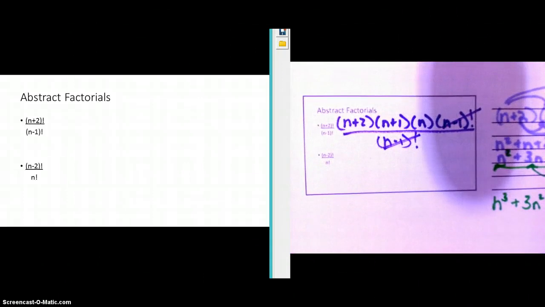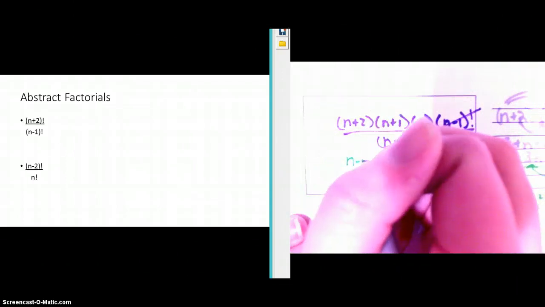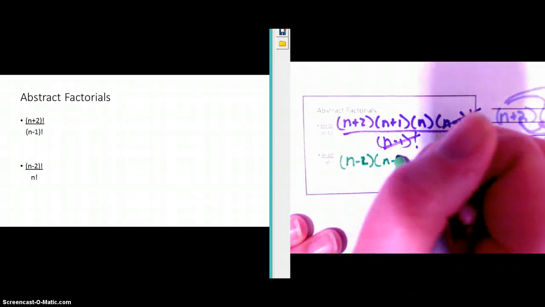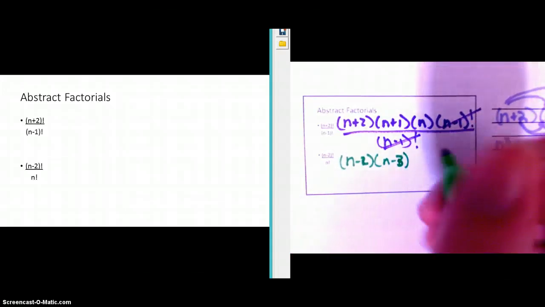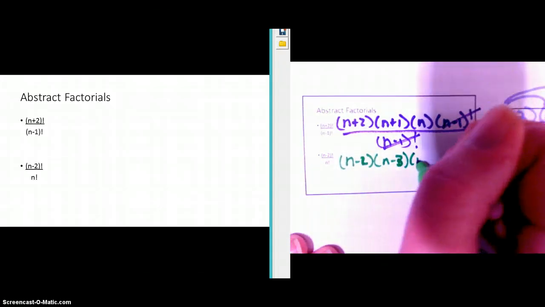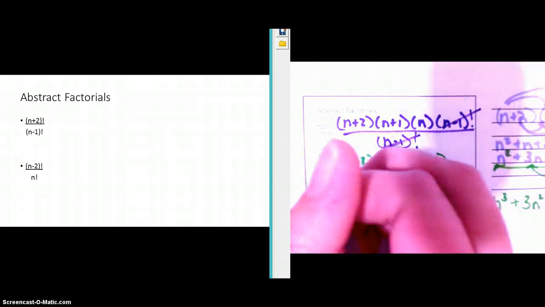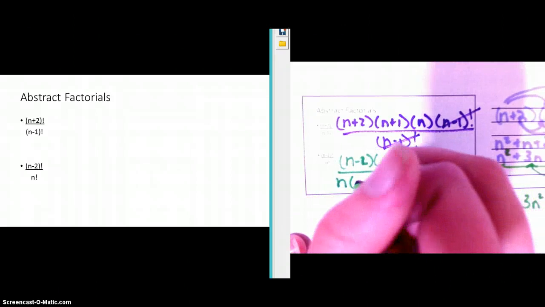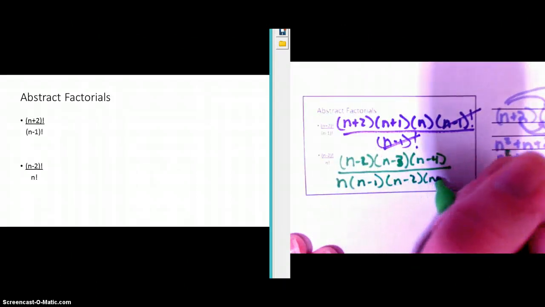For the next one, we have n minus 2 factorial over n factorial. So on the top, I start with n minus 2. The next one will be n minus 3. Always go down by 1 each time. Almost made that mistake. 1 less than n minus 3 is n minus 4. On the bottom, it's n factorial, so we start with n. Our next one, 1 less than n, will be n minus 1, and n minus 2, n minus 3.